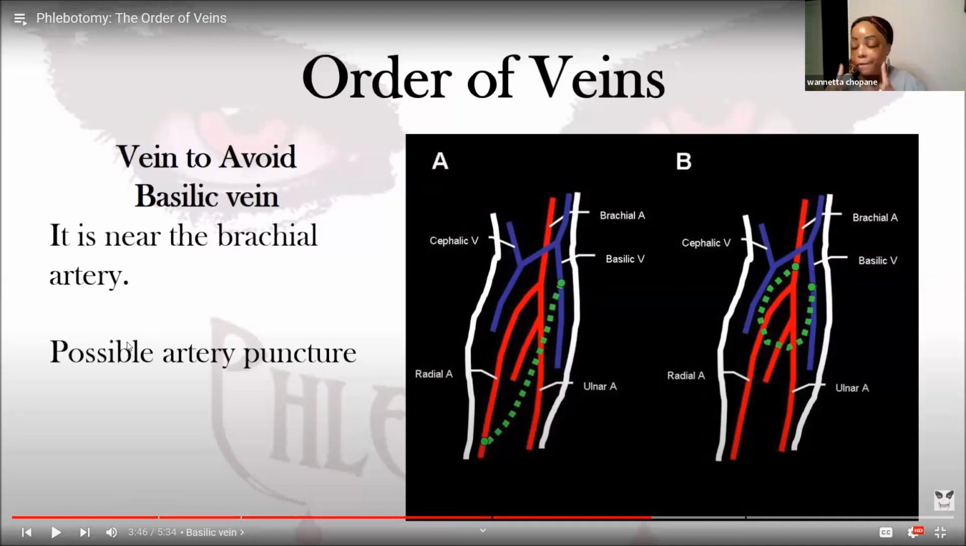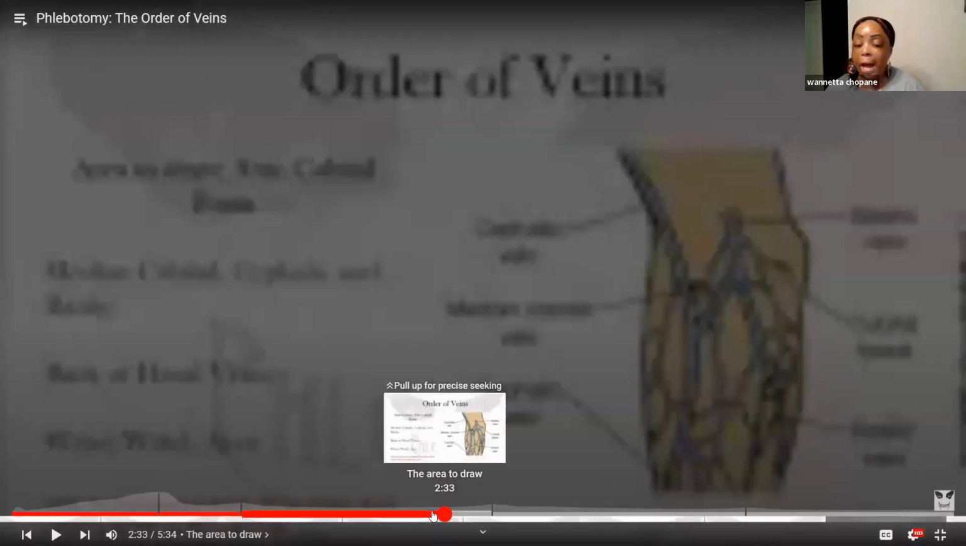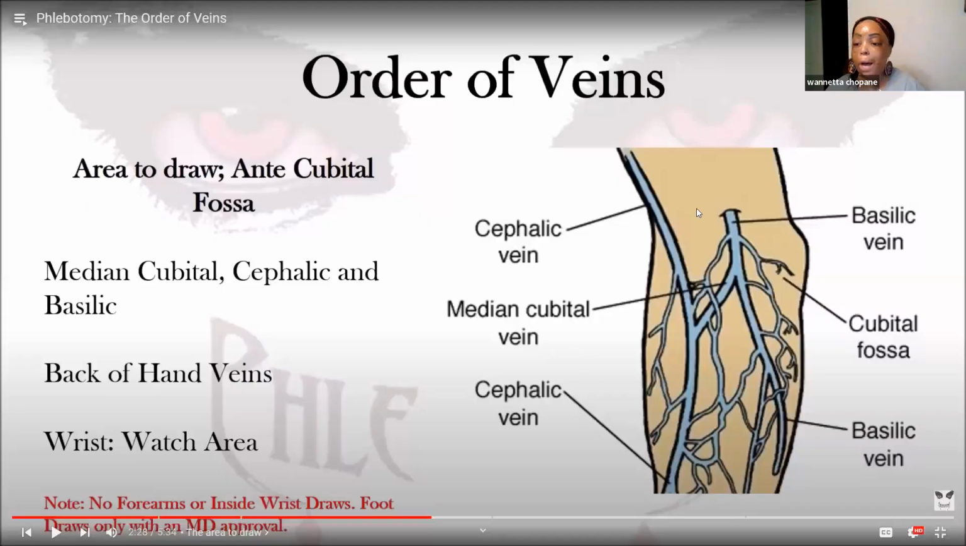But if I was to ask you what is the order of veins, all three of them, you should be able to tell me median cubital, cephalic, and basilic. It's just in real life, when we start doing the act, don't touch the basilic, especially you don't want any problems, right?